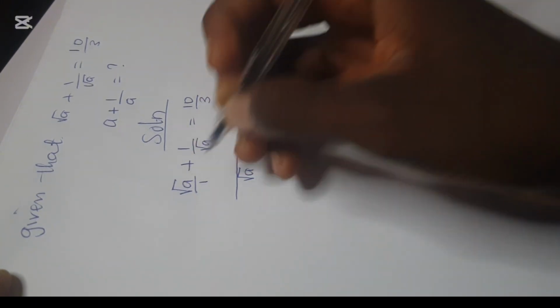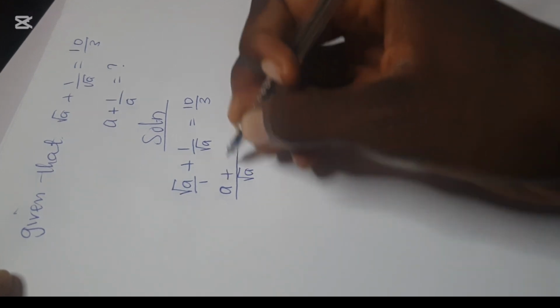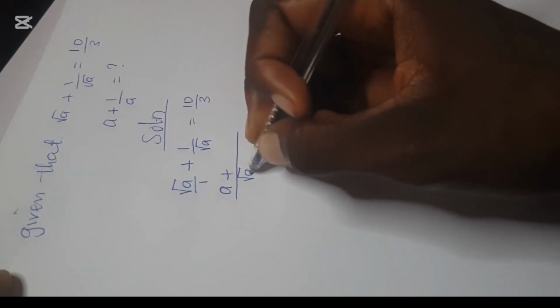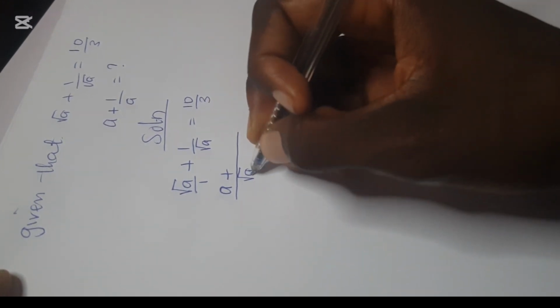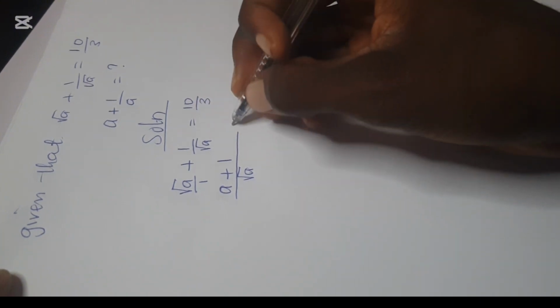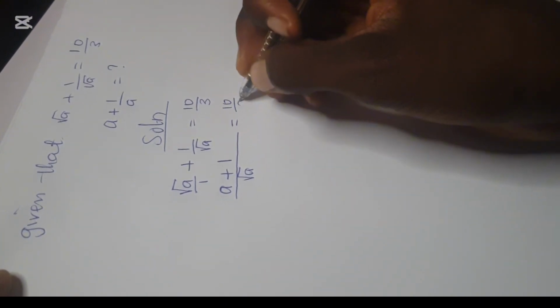Square root of a times square root of a will give us a, plus square root of a times square root of a will give us 1. 1 times 1 will be 1. This equals 10 over 3.